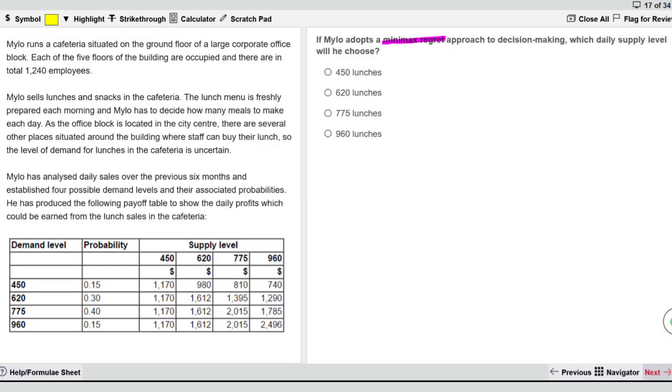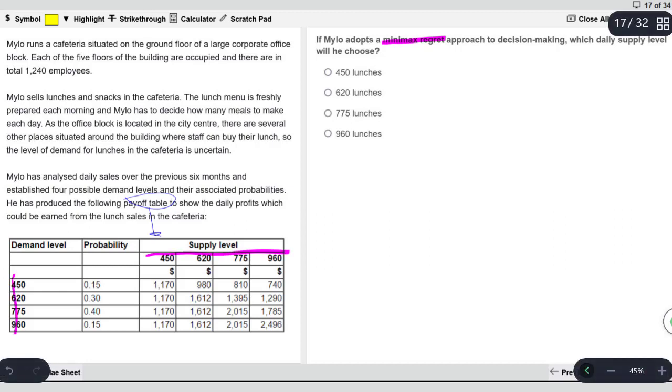What we need to do in order to use the minimax regret approach is convert the payoff table of profits into a regret table of opportunity costs. I'm going to show you how to do that. So we essentially replicate the rows and the column headings of the payoff table. We can do that right in this space here.